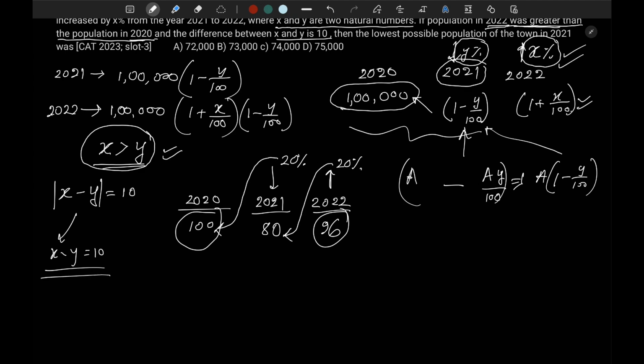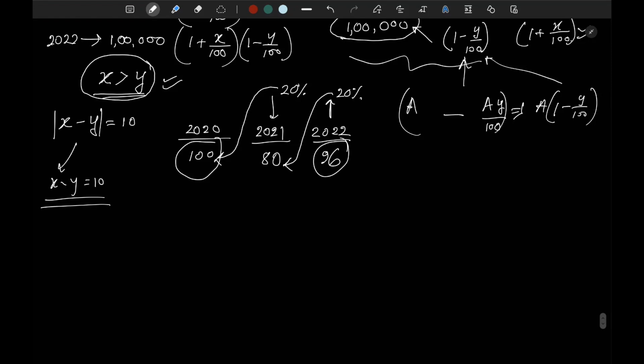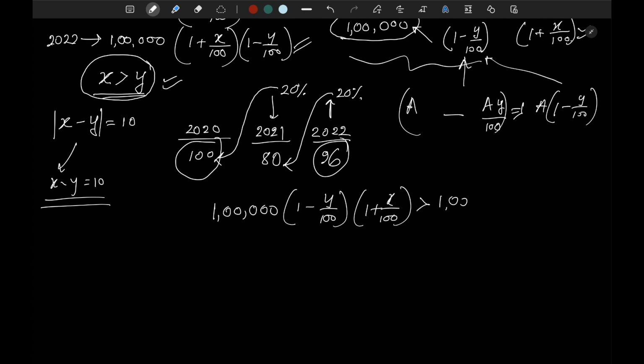Okay, now if population in 2022 is greater than 2020, then we have this particular value greater than 1 lakh, which was the population in 2020. This gets cancelled out and you have 1 minus y by 100 into 1 plus x by 100 greater than 1.